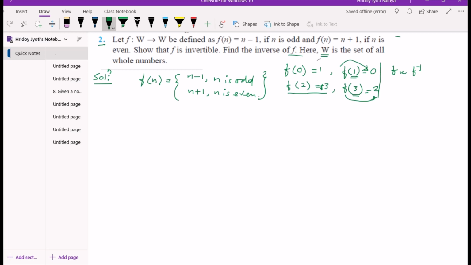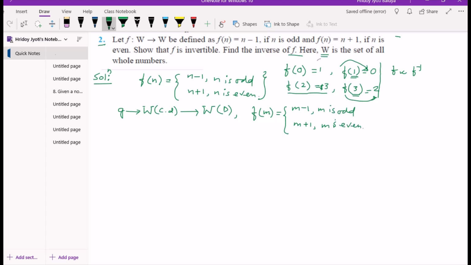So we will take the help of composition of functions. We will define one function z from W to W, where the first W is the codomain and the second W is the domain, and we reverse the definition. Let us choose one variable, say m: z(m) equals m minus 1 if m is odd, and m plus 1 if m is even.